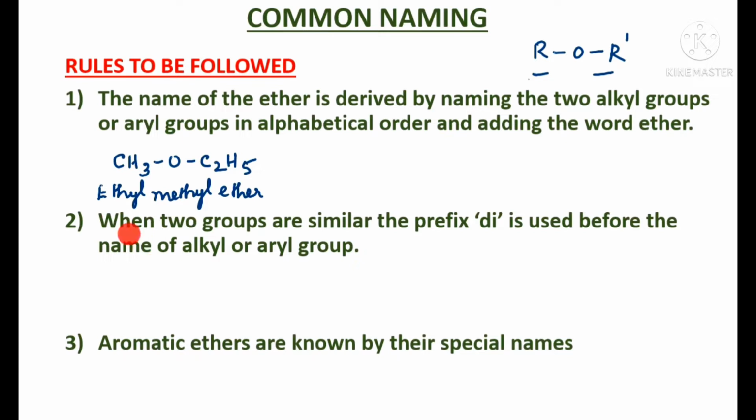Next, you see the next rule. When two groups are similar, for example, when R and R' are similar, the prefix di is used before the name of the alkyl or aryl group. Understood? If two similar alkyl groups are there or if two similar aryl groups are there, then you should add the prefix di to this compound. Understood? I'll give an example for this.